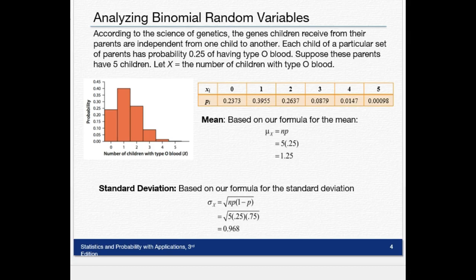Based on the formula for the mean, n times p, n is 5 and p is 0.25, and the mean is 1.25. That's it. For the standard deviation, remember, sigma x equals the square root of n times p times 1 minus p. So here's n, here's p, and 1 minus p is 1 minus 0.25, so that's 0.75, and that's where they got that right there in the formula. You multiply those out, then take the square root, and you get 0.968. Really simple calculation.